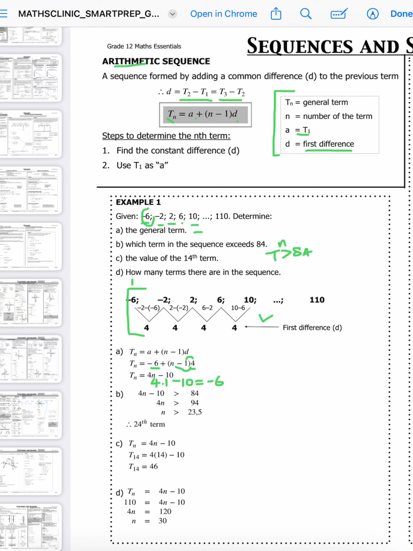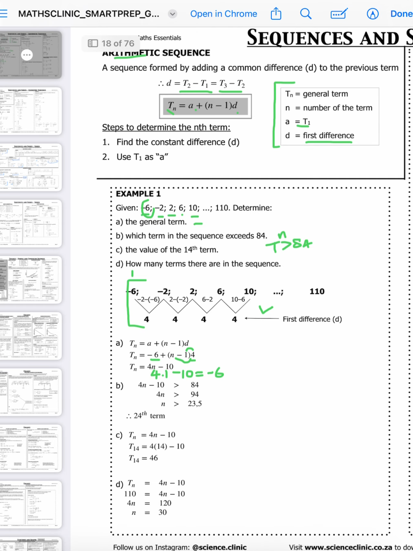Okay, so the next topic that I wanted us to cover is the sequence and series topic, and this is basically patterns. We're going to be looking at the arithmetic sequence, the quadratic sequence, and the geometric sequence. So we're going to start with the arithmetic sequence.